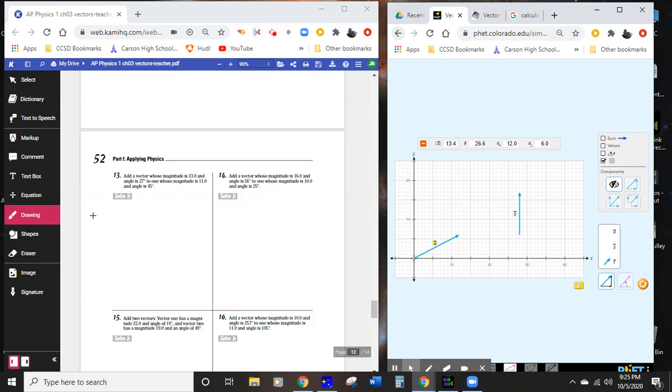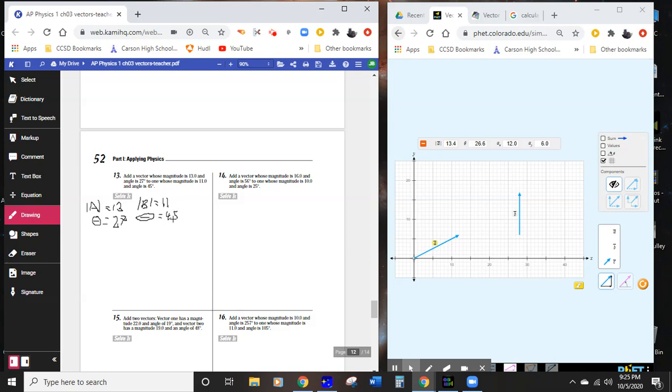What we want to do here is break this vector, maybe we'll call it vector A. The magnitude of vector A is going to be 13, and the angle is going to be 27 degrees, so we put 27 here, like so. Vector B is right here, and we'll say that the magnitude of vector B is 11, and this angle theta is going to be 45 degrees.